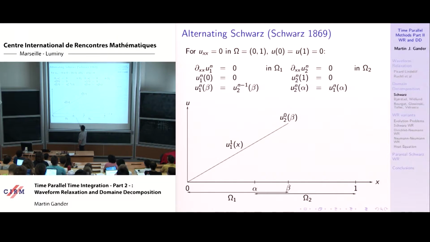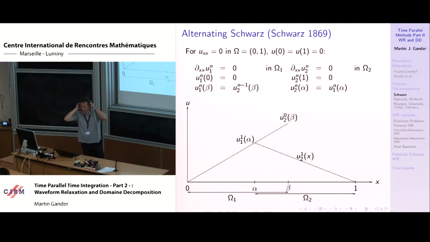And I solve on the first subdomain my problem, starting with some initial guess, u20 here. Laplace's equation has a straight line as the solution, so this is my solution. Now I grab this solution at this interface to solve on the second subdomain. So I solve. I get a straight line on the second subdomain.